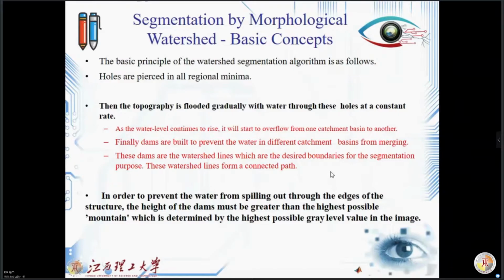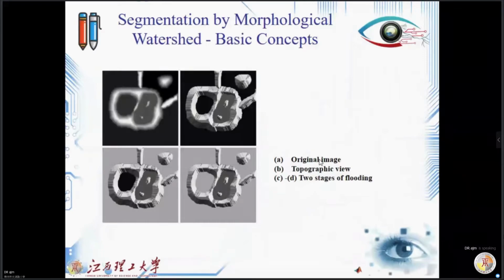In order to prevent the water from spilling out through the edge of the structure, the height of the dam must be greater than the height of the highest possible mountain, which is determined by the highest possible gray level value in the image. Again, we will see the original image, the topographic view, and the last two are two stages of the flooding. Now you will see the change between the first image and the last, which is done by the segmentation and morphological watersheds method.